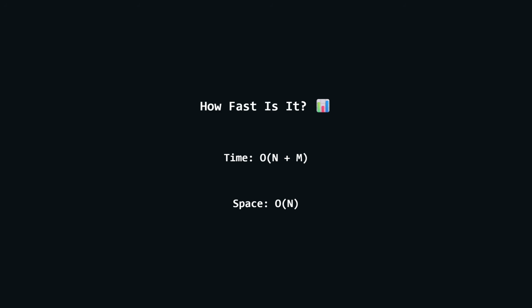For the complexity, the time is order n plus m, where n is the total characters in our dictionary and m is the total query characters, and the space is order n for building out the tree structure.